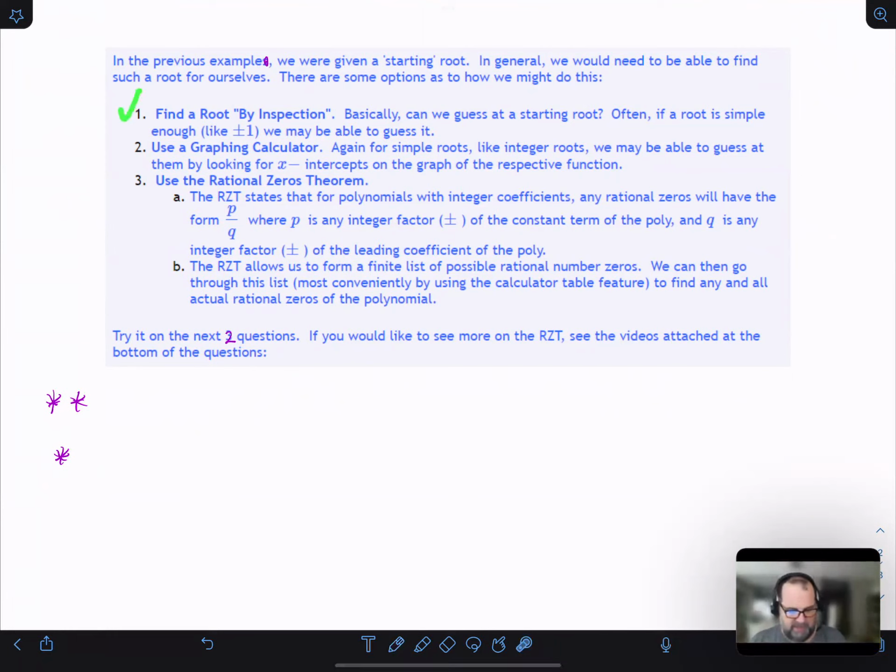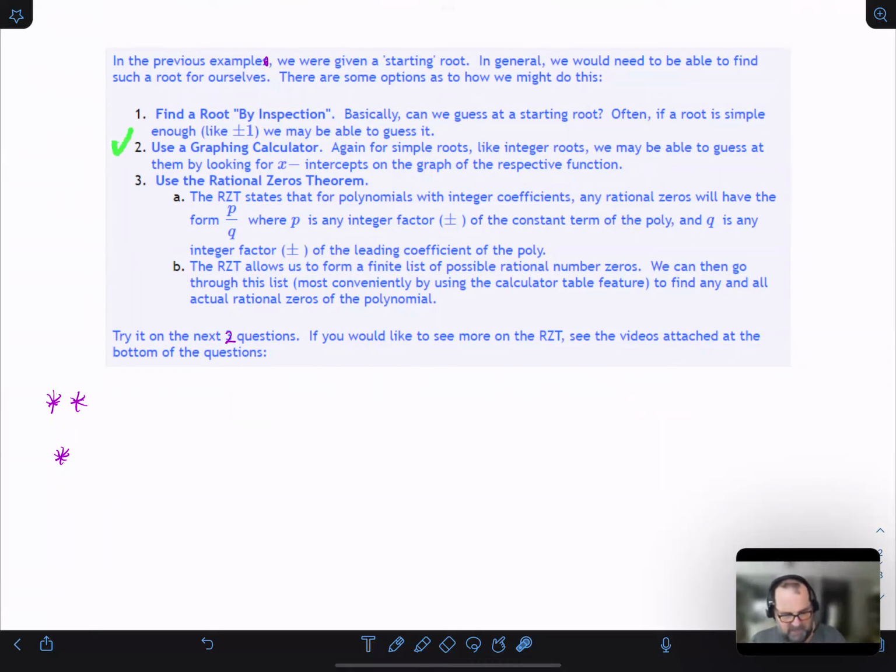This is sort of cheating. It says finding a root by inspection. That means just try some easy roots and see if you get lucky. Is 1 a root? Is -1 a root? And again, the point would be that if you put 1 into the function and you get out 0, then 1 must be a root, and so on and so on.